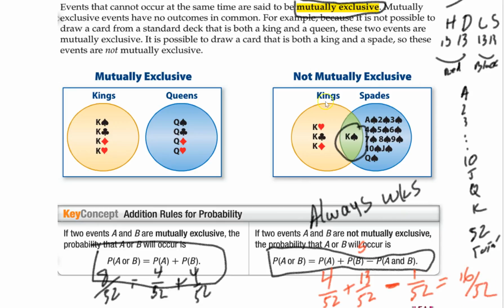And that's the odds of getting a king or a spade. 16 out of 52, because that's how many cards are kings or spades. Over here, you can use the same formula. If I use this formula over there, I'll subtract off the and.